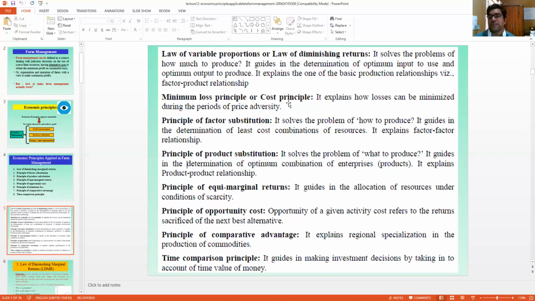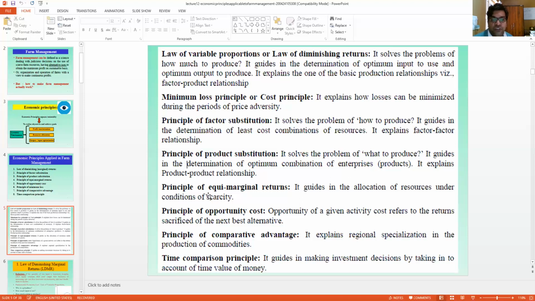Now, the minimum loss principle. In case of adversity, where the farmer has to think whether he has to continue his production or not, there he can go for the application of the minimum loss principle or cost principle, whether to continue farming or not. If he has to continue, in the long run or short run? In the long run, what is the profit rule that we can see for the farmer to continue his farming business? In the short run, what parameters does the farmer have to see whether to stop or continue his farming? So what are the profit rules? That is very important, right?